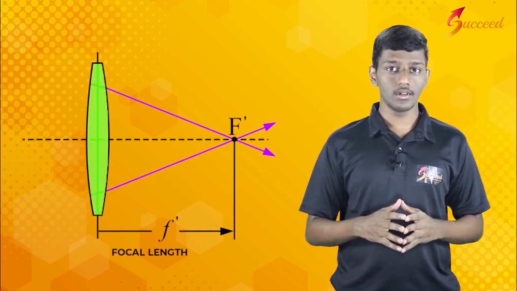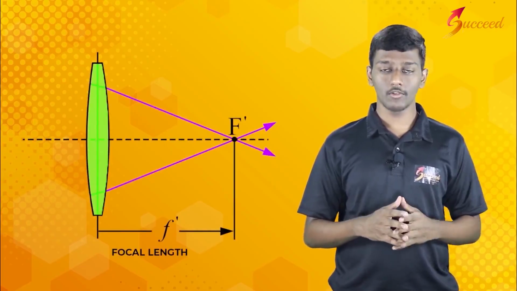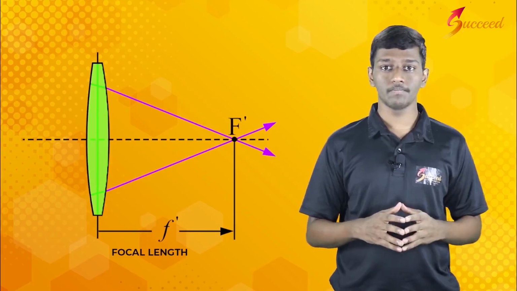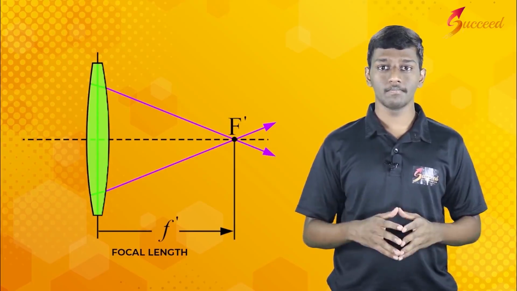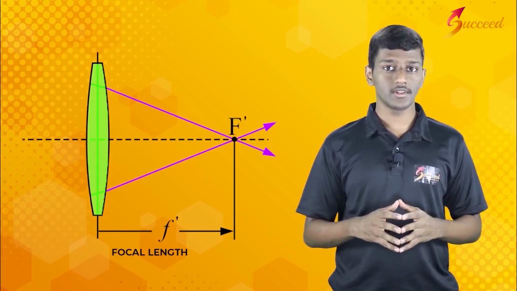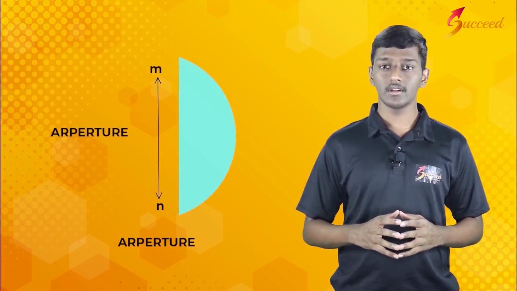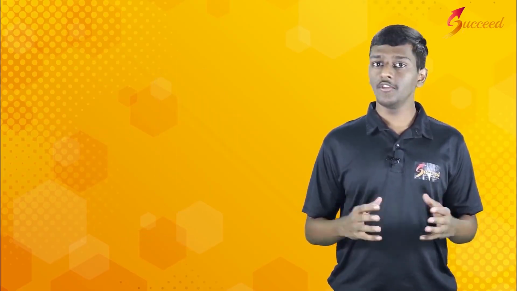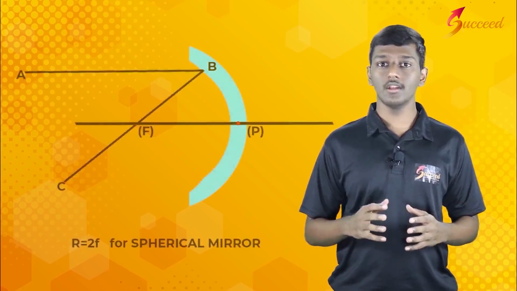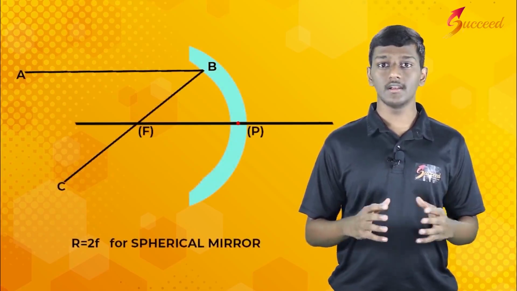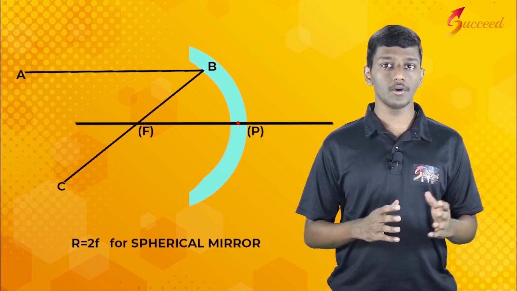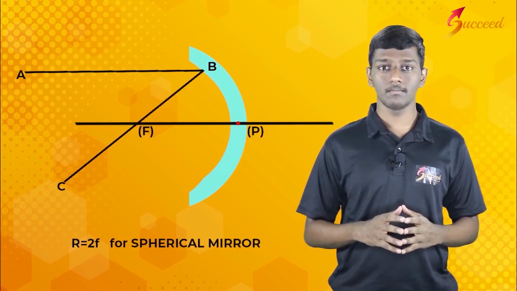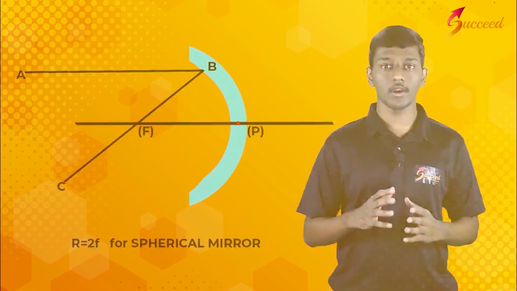The distance between the pole and the principal focus is called the focal length. The principal focus is represented by capital F and the focal length is represented by small f. The distance MN in the mirror is called the aperture of the mirror. In spherical mirrors, we take R equals 2f. That is, the focal point lies exactly in between the radius of curvature and the pole of the mirror. It is exactly at the midpoint.